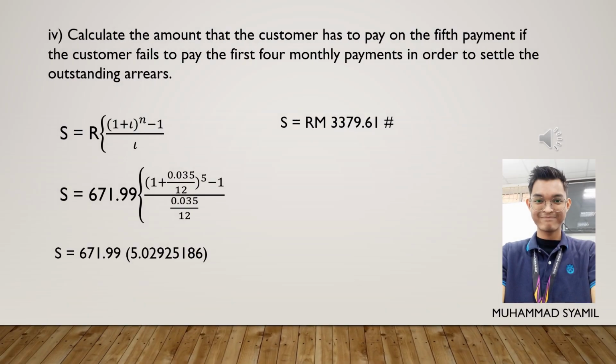And the final question asks us to calculate the amount that the customer has to pay on the 5th payment if the customer fails to pay the first 4 monthly payments, in order to settle the outstanding arrears. This question refers to the late payment case, and we need to use the future value equation for this one. Be mindful that now our N has changed to 5 because the customer started payment on the 5th. After that, just like the other questions, insert and calculate those values and we'll get 3,379 ringgit and 61 cents.